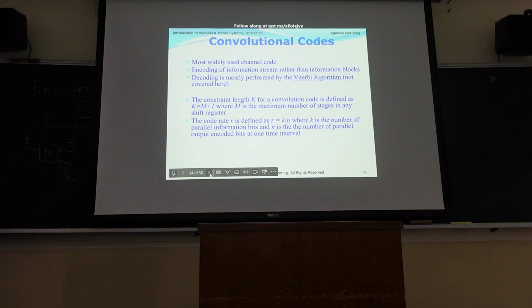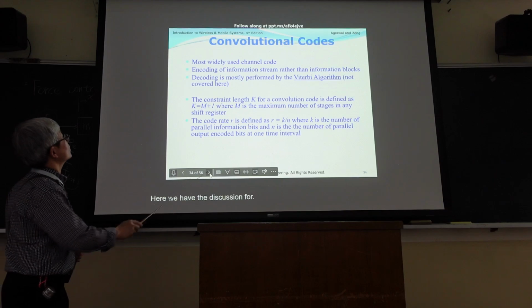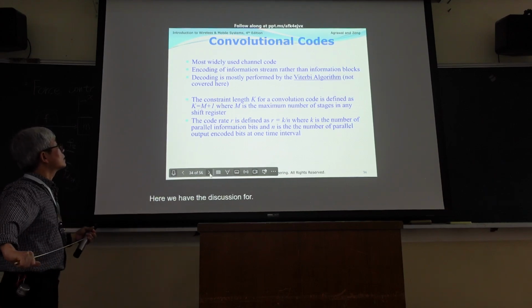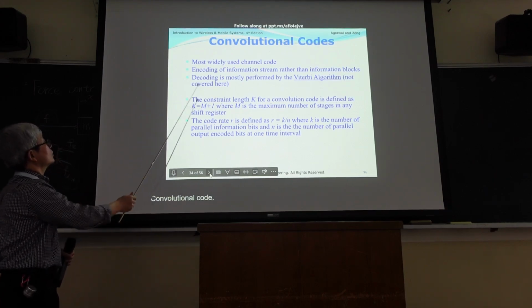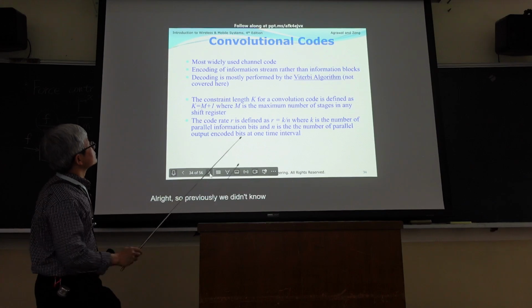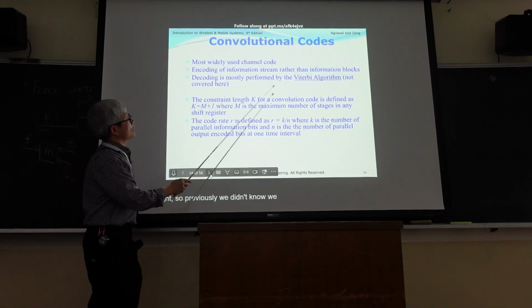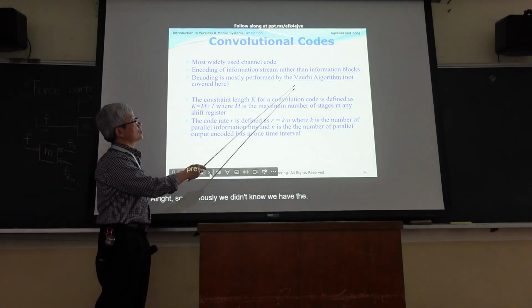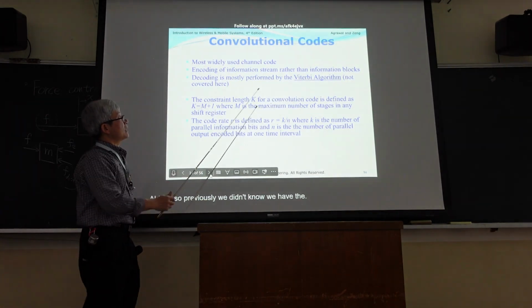We have the distribution for convolutional code. Previously we got to know the decoding. Decoding will actually be done by the Viterbi algorithm.